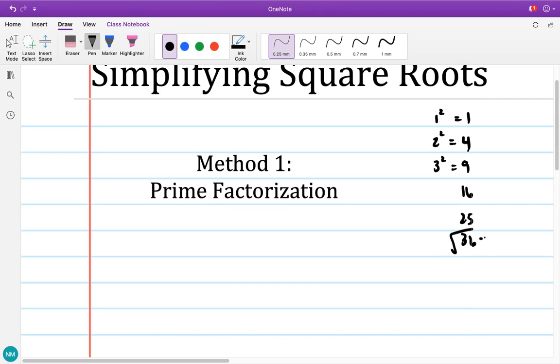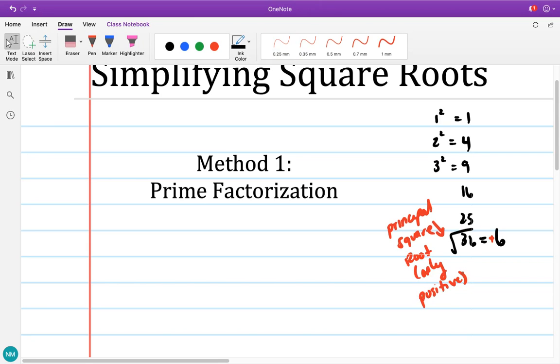If I take the square root of 36, I know it's going to be 6. But here's what's important: it's going to be the positive 6, not negative 6, because this is called the principal square root, meaning it is only the positive. That is really important here, because technically there are two numbers that when you square them, you get 36, and that's positive and negative 6. But we are only focusing on the positive, because this radical here is the positive square root. So we are only working with positives here.